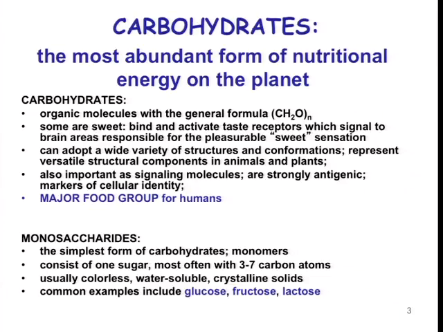Monosaccharides. So the simple form of a carbohydrate. Remember, stage 1 of metabolism will be getting a polysaccharide to a monosaccharide, and that would be the monomer. And this would then be one sugar, and the ones that are important in metabolism to us are 3 to 7 carbon atoms. Usually they're colorless, water-soluble, crystalline, and the common examples that we use, obviously, are glucose, fructose, lactose.